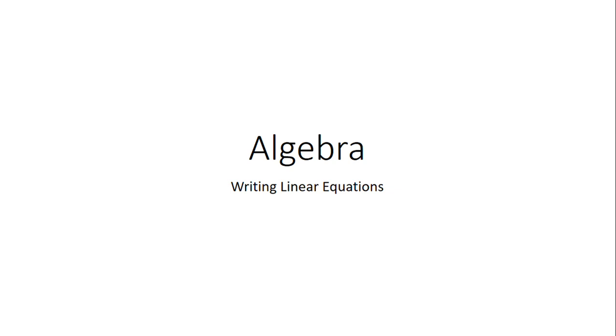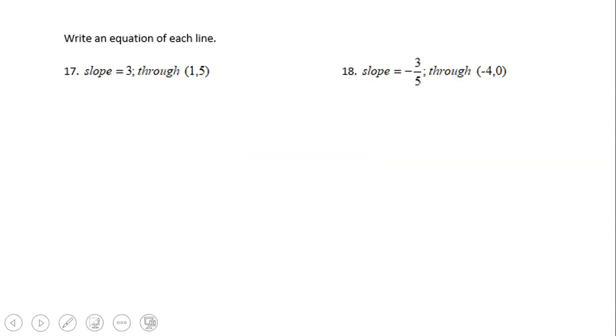In this video clip, we're going to talk about writing linear equations. Basically, we have two cases here. This first case, where the slope is given and a point, and we need to write the equation of that line. For that reason, we're going to use what is called the point-slope form.